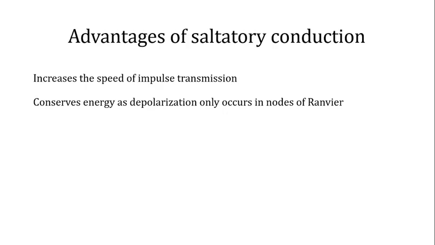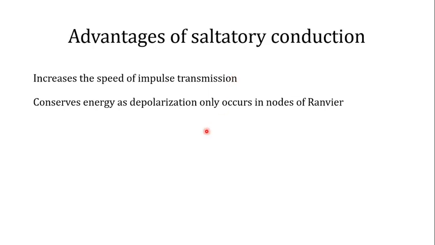Now, what are the advantages of saltatory conduction? Saltatory conduction only occurs in those neurons where there is a myelin sheath. In non-myelinated axons, there is no saltatory conduction; there is continuous conduction along the axon. The advantages of saltatory conduction are that it increases the speed of impulse transmission, because most of the axon area is covered, and the outside environment cannot affect the speed of the transmission.